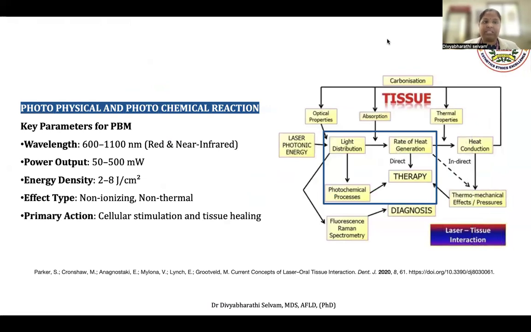We got to know the wavelength is 600 to 1100 nanometers, and ideally for photobiomodulation therapy, the power output will be very minimal, that is 50 to 500 milliwatts. The total energy density to be delivered to the target tissue for the stimulation activity should be 2 to 8 joules per centimeter square. The effect type is non-ionizing and non-thermal, and its primary interaction with the tissues is cellular stimulation and tissue healing.